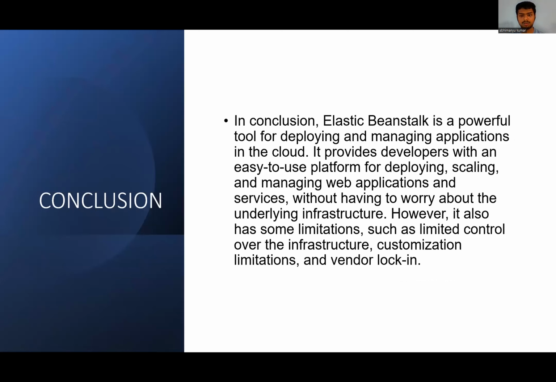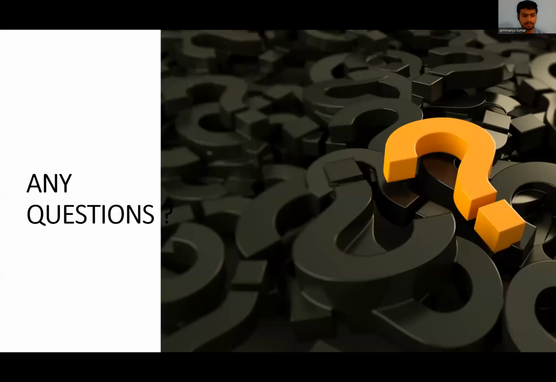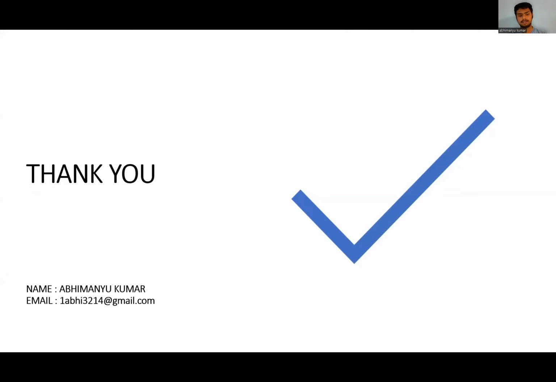So, conclusion. Elastic Beanstalk is a powerful tool. We can deploy our app and easily scale up, and manage web applications and services without worrying about underlying infrastructure. However, there are some limitations, like customization limitation and vendor lock-in, which I talked about, like there may be some problem in the services and servers of AWS. So these are the references. Thank you.